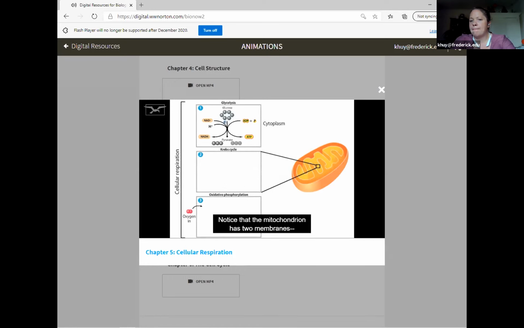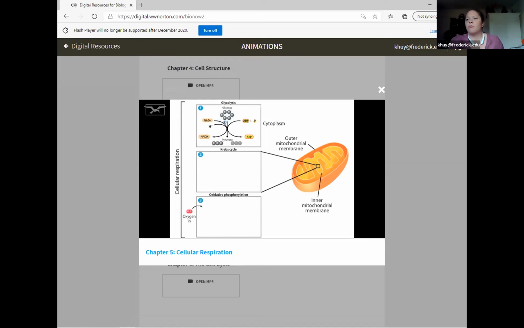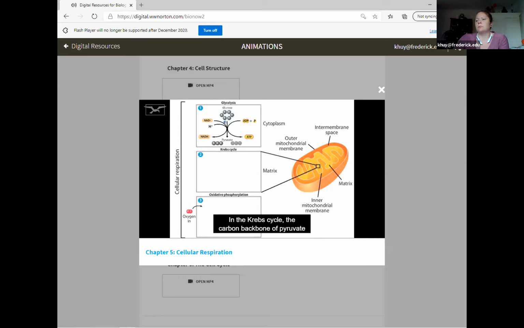Notice that the mitochondrion has 2 membranes, the outer and inner mitochondrial membranes, which establish separate compartments within the organelle, the intermembrane space, and the matrix. The Krebs cycle takes place in the matrix. In the Krebs cycle, the carbon backbone of pyruvate is completely taken apart, releasing carbon dioxide that enters the atmosphere. The breakdown of carbon backbones produces a large bounty of energy that can be used to produce several types of energy carriers, including ATP, NADH, and FADH2.